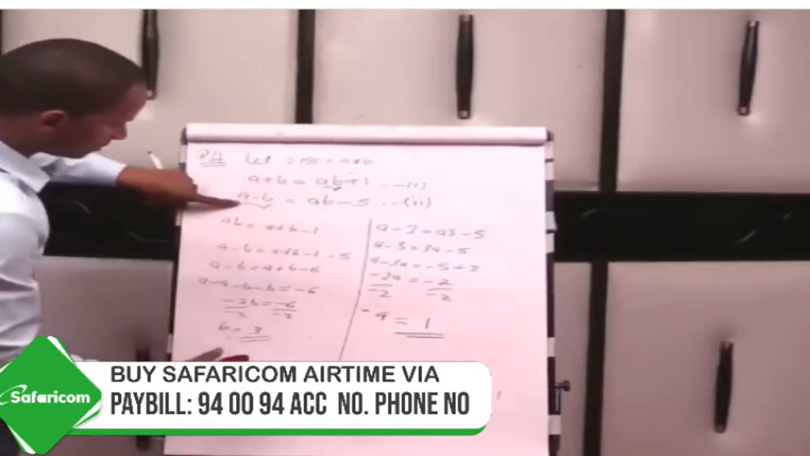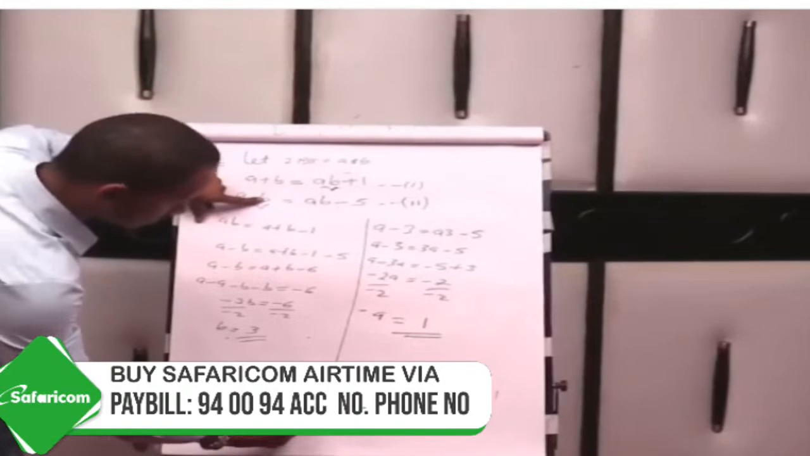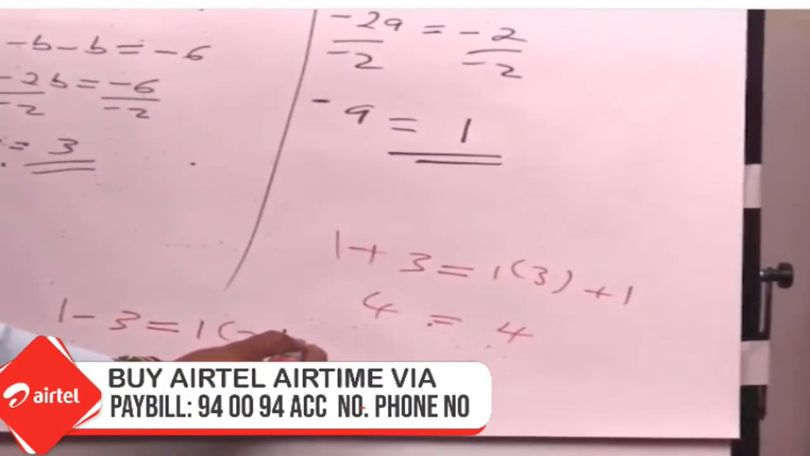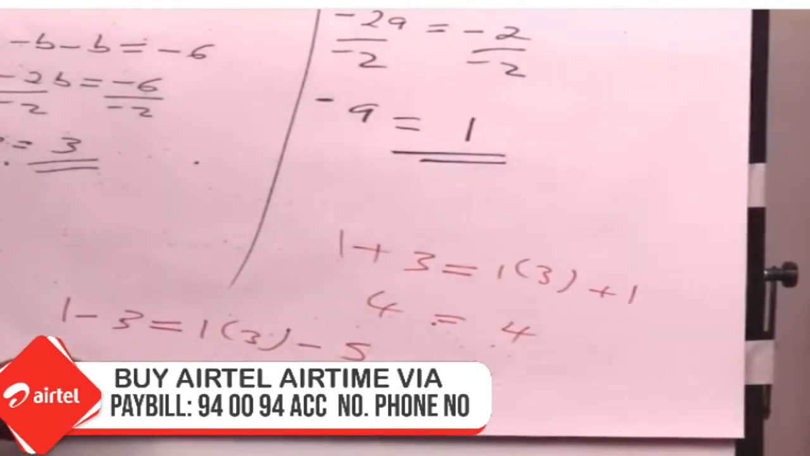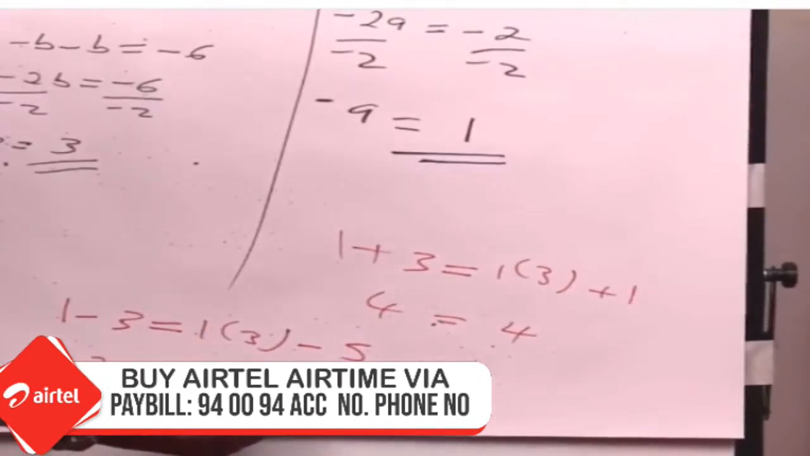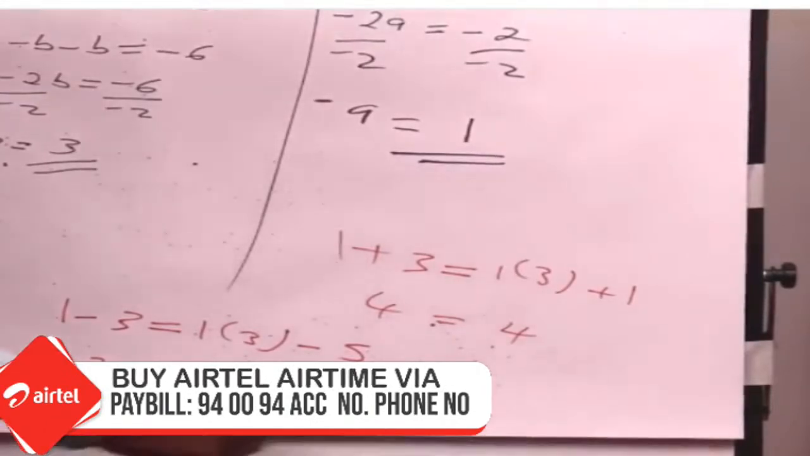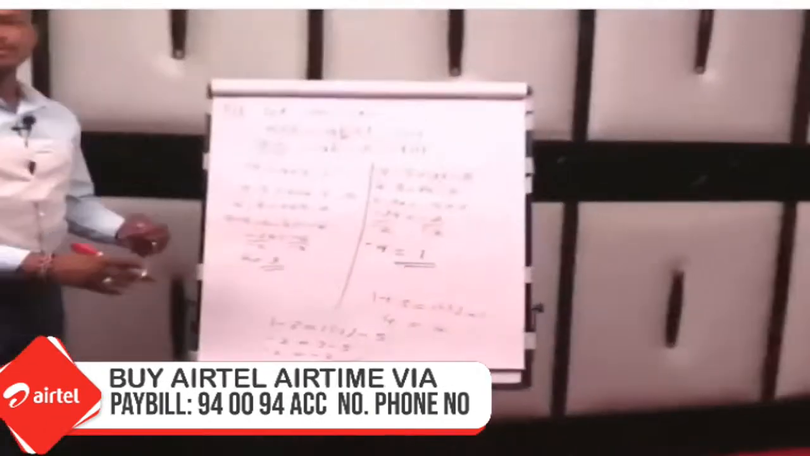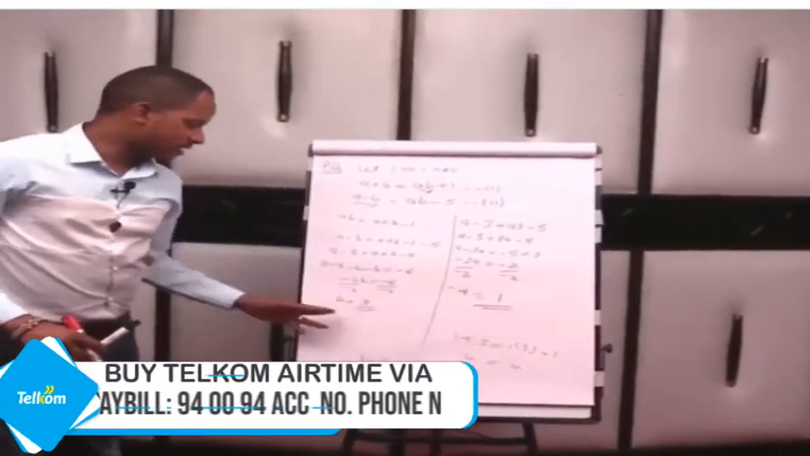A is 1 minus B is 3. Is it equal to AB, 1 times 3, minus 5? So 1 minus 3 is minus 2. Then 1 times 3 is 3 minus 5. So minus 2, is it equal to minus 2? It works perfectly. So our numbers are 1 and 3.